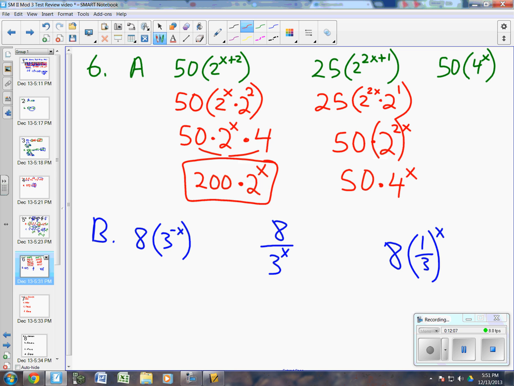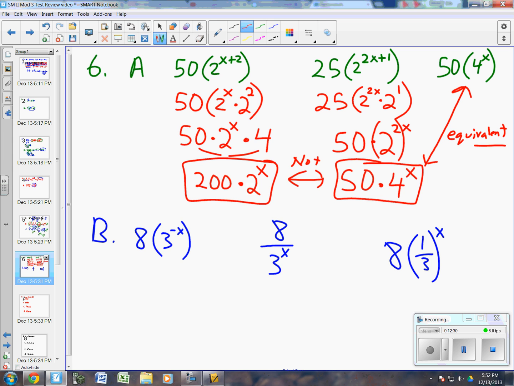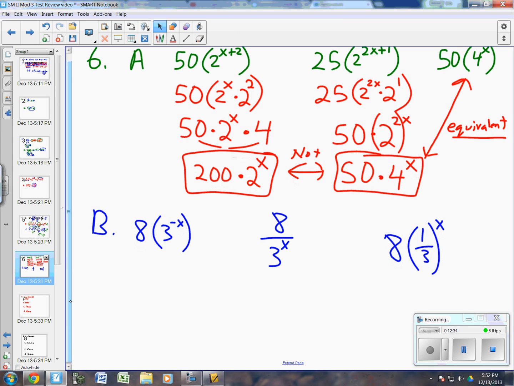And once again, that's simplified because I have to do 4 to the x before I can go 50 times 4 because of order of operation. And you can see that that one's equivalent to that one already. That one's simplified. So those two are equivalent, but these two are not equivalent, but these two are equivalent. So not all three of them are equivalent to each other. So we check that. Okay, part B.